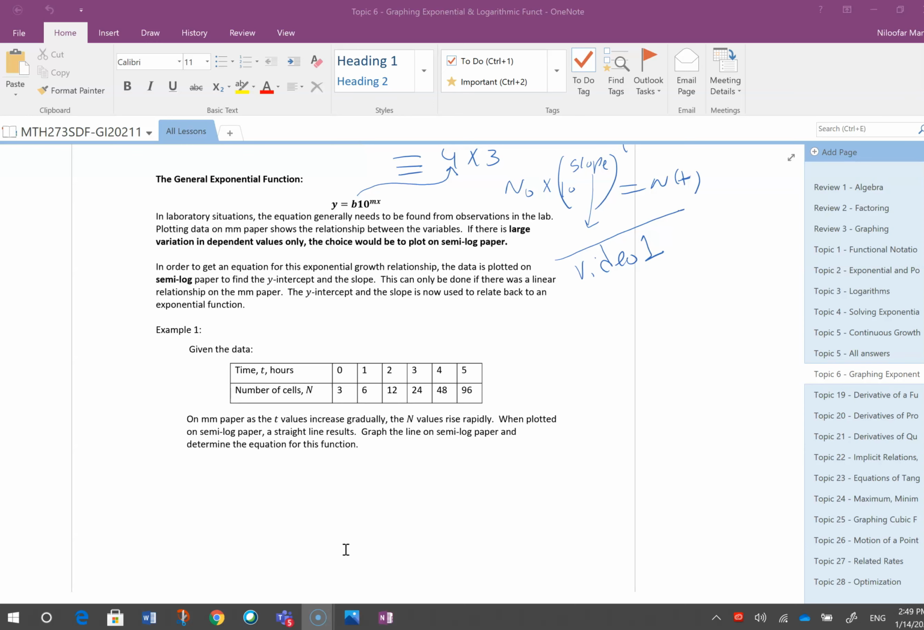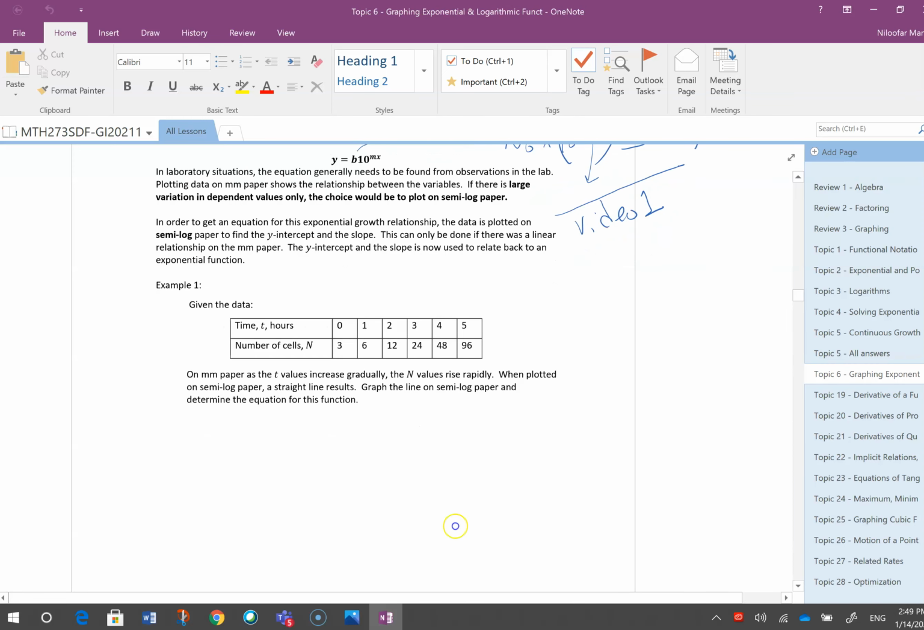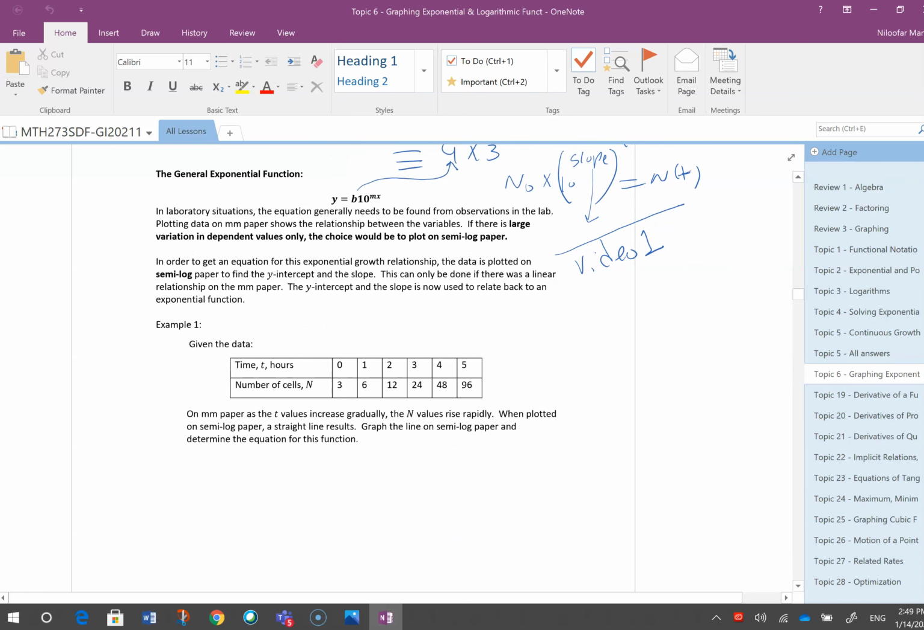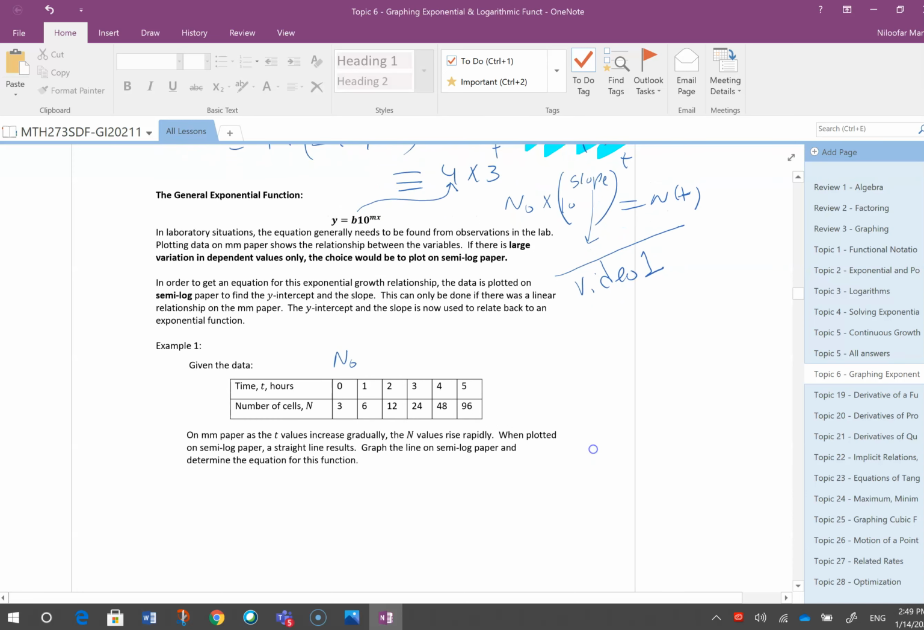Okay, so example number 1. For example, I give you this table of data, and you don't know the equation, but you want to make the equation. Let's compare with here. This is n0. I told you n0 is for t equals 0. So n0 is here. If I don't have it, I can find it, and I can show you in one example. So that's n0. Then you find the slope.